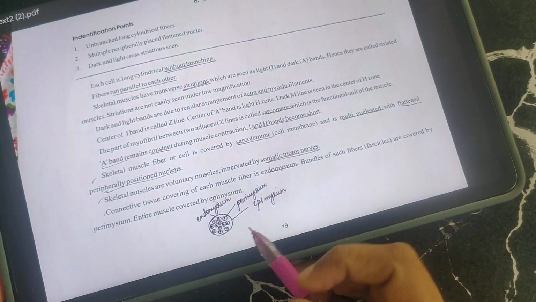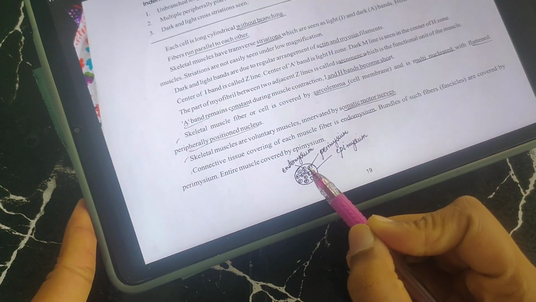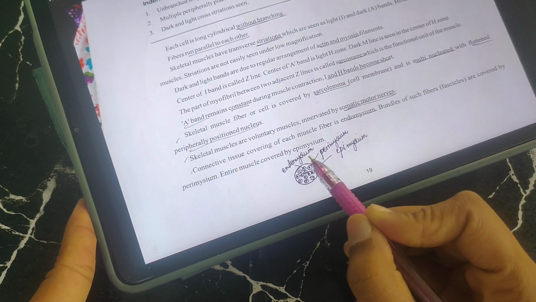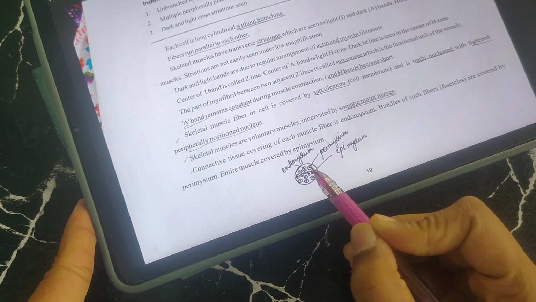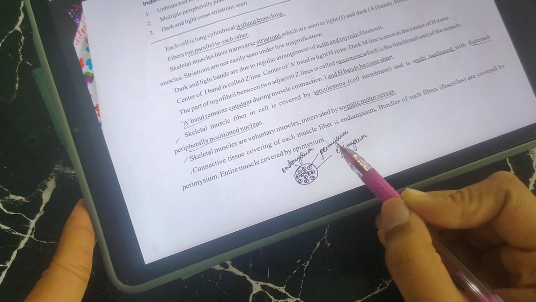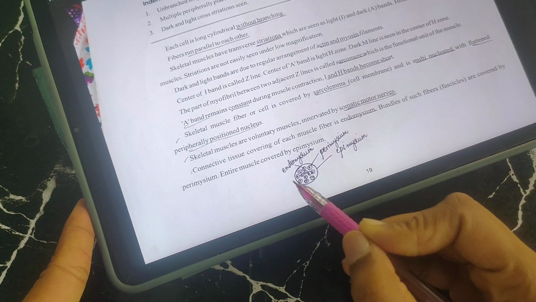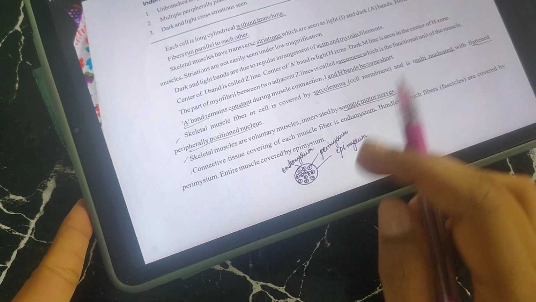See this: first the muscle fiber will be there. The muscle fiber is enclosed by endomysium. After that, many muscle fibers group to form a fascicle, which is enclosed by perimysium, and the fascicles are enclosed by epimysium. These are all the features. I'll show how to draw.